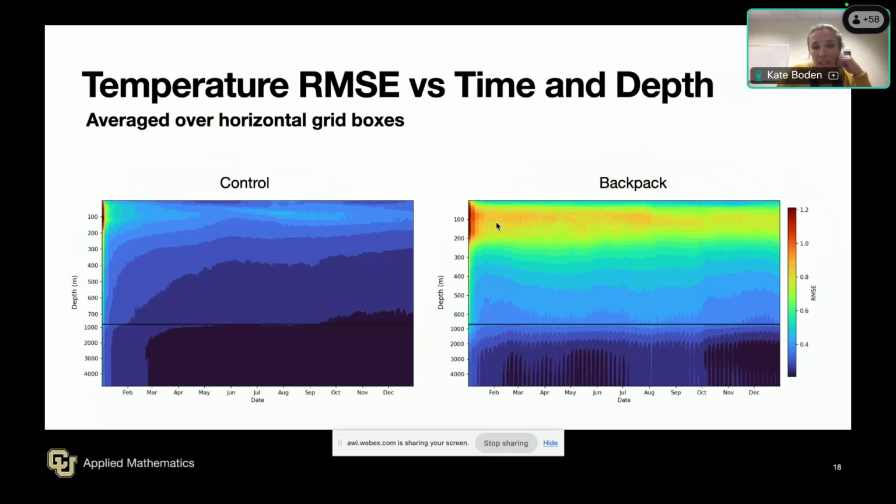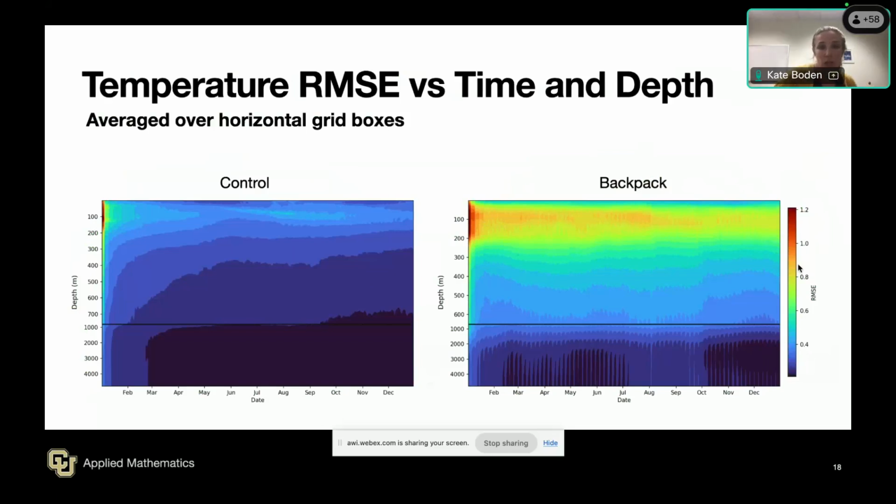You can actually see the assimilation window, which is kind of cool, in the backpack case. But certainly the control is doing better. The blue colors indicate lower RMSE, warmer colors indicate higher RMSE. So backpack has much higher RMSE. However, maybe that's not necessarily a measure of which simulation is actually giving us a realistic model of the ocean.